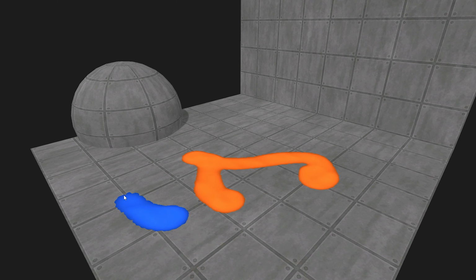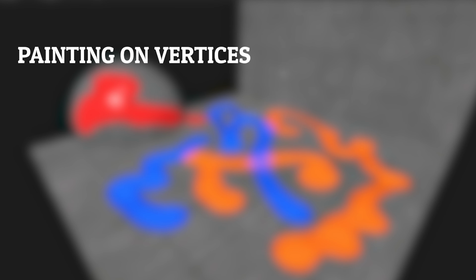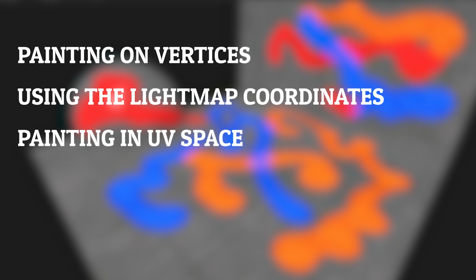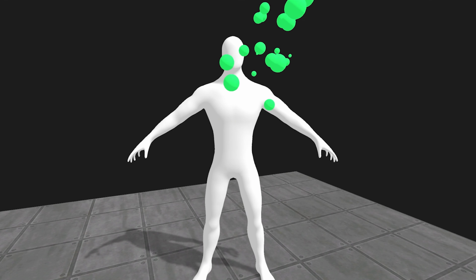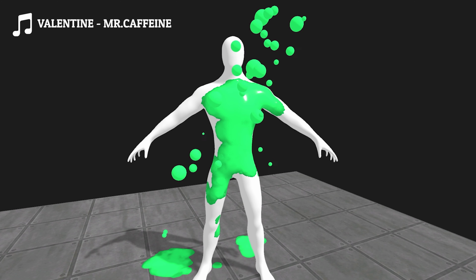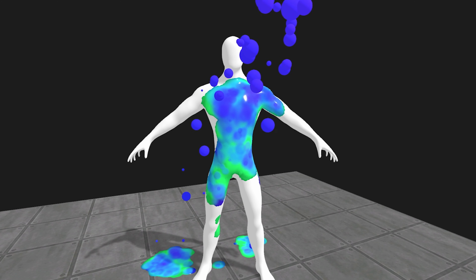This effect can be achieved in many ways. The most popular techniques are painting on the vertices of the meshes, painting using the light map coordinates, and painting on a texture in UV space. The choice depends on your scenario and on what you're aiming for. Every technique has pros and cons, and it is important to find what fits better your use case.